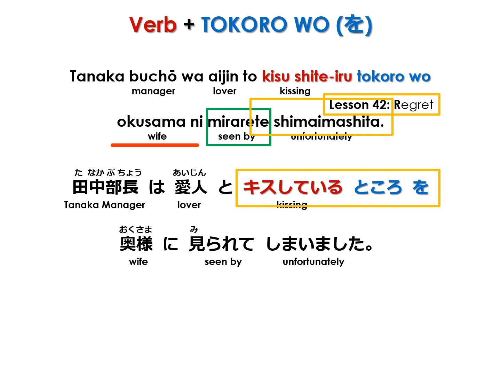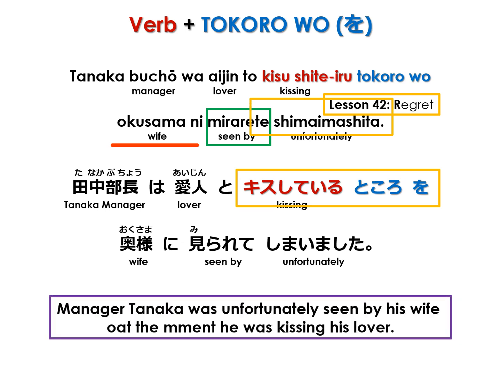Aijin to kiss shite iru tokoro wo. So, translation, Manager Tanaka was unfortunately seen by his wife at the moment he was kissing his lover. In other words, caught in the act.